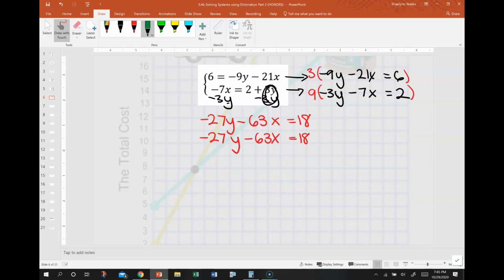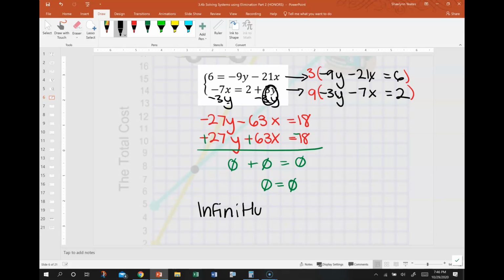And you might notice that we've got a negative 27 and a positive 27. So I'm going to go through and change the signs on the bottom one. And now we can add them together. So we've got negative 27y plus 27y, that's 0. Negative 63x plus 63x, well, that's another 0. And I've got 18 plus negative 18, that's another 0. So I end up with 0 equals 0. This is infinitely many solutions.